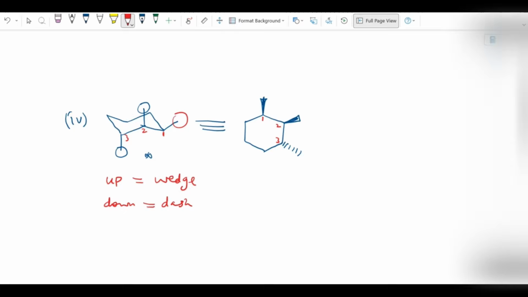So for this compound, we cannot divide this compound into 2 equal halves, because if you draw this, this side and this side are different. So we have two different halves. Therefore, there is no plane of symmetry. That means our compound is chiral. Again, if you check each of those carbons, they have 4 different groups.